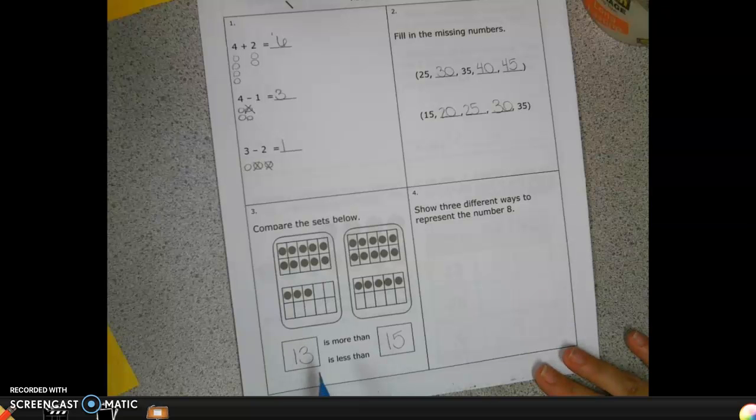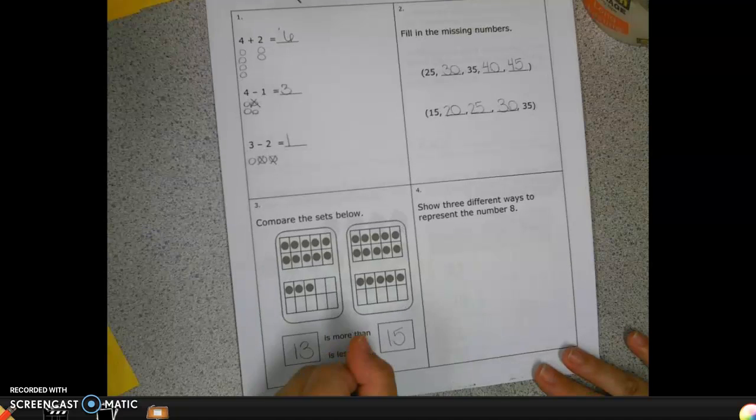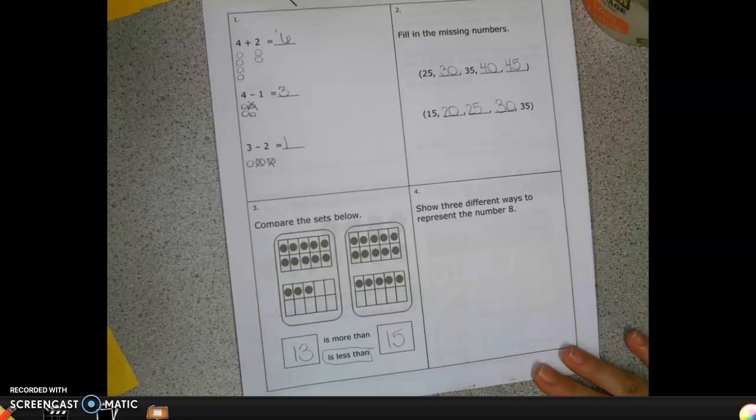I'm going to then look at my words. 13 is something to 15. I know 15 has more 1s than 13, so I know 13 is less than 15 because it has less 1s than 15. Show 3 different ways to represent the number 8.